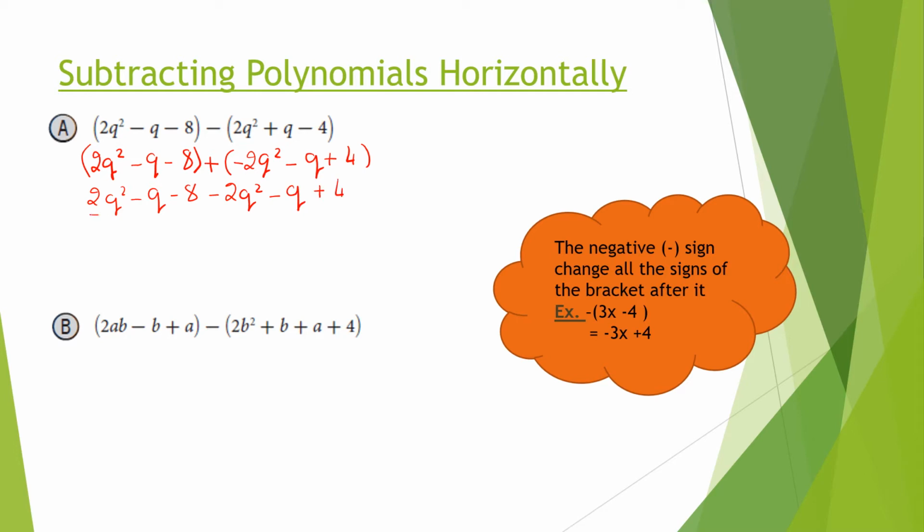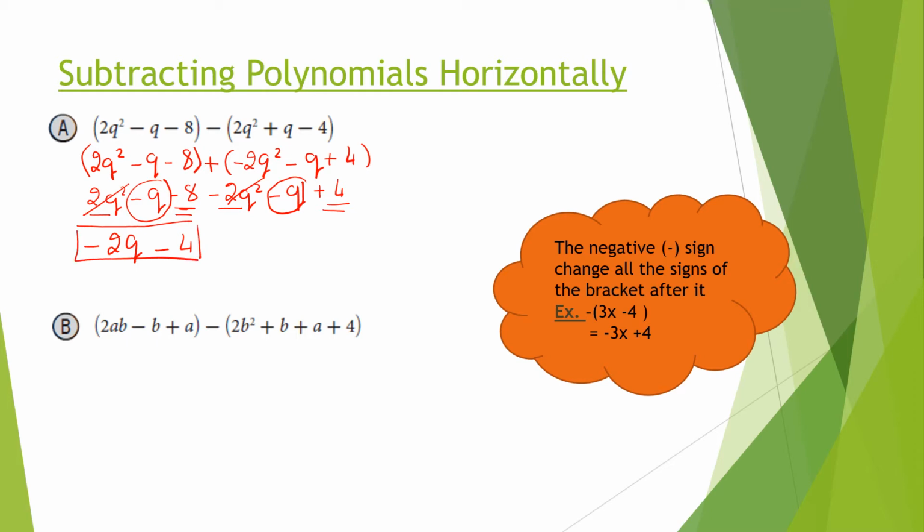I have here positive 2q squared and negative 2q squared. They should cancel each other. And I have here negative q and negative q will be negative 2q, and I have here negative 8 and positive 4 will be negative 4, and here's my final result.